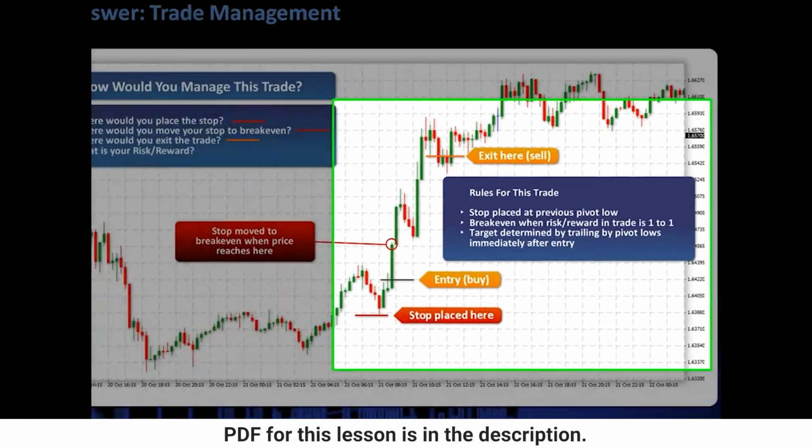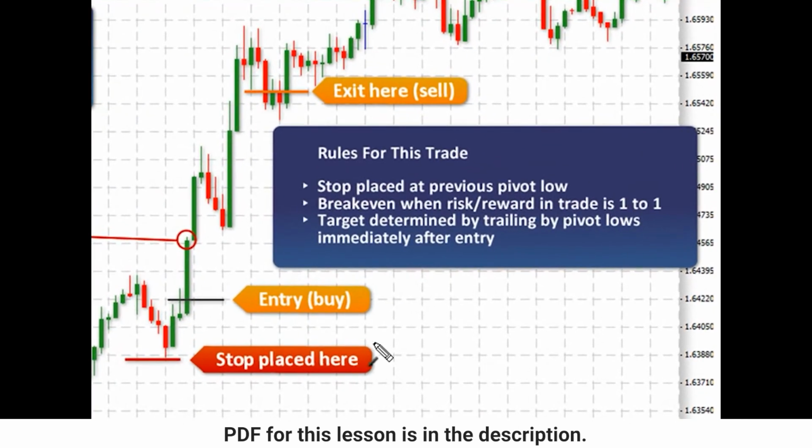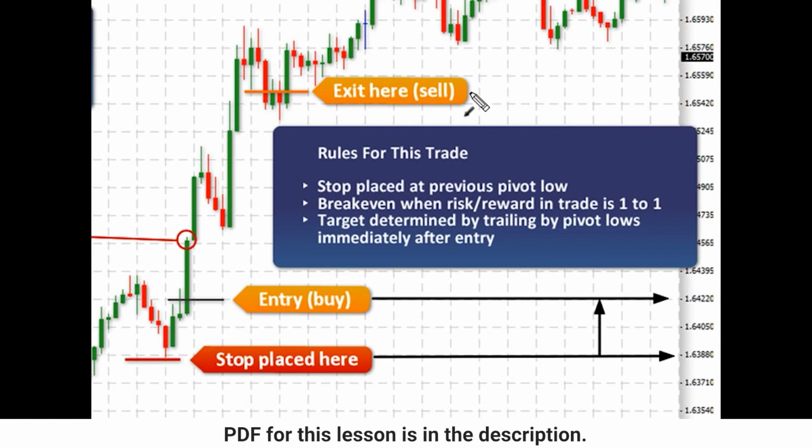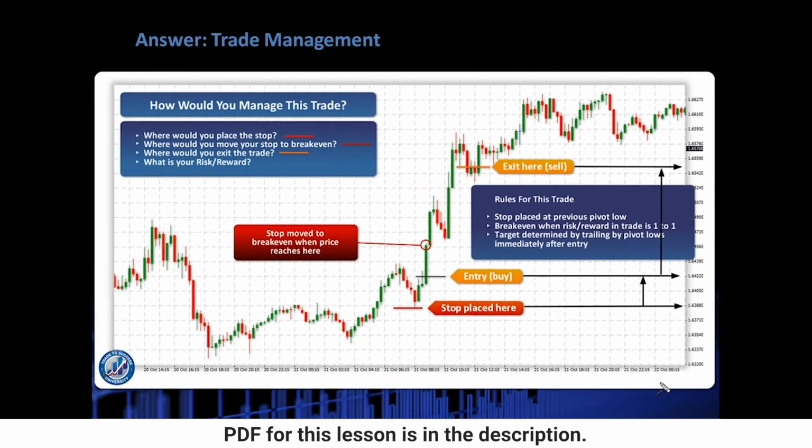So what's our risk reward here? If we look at the amount of pips between the entry and the stop, it's approximately around about 34 pips from entry to stop. And from our entry to our exit, it's around about 127, 128 pips. So when we divide the reward by the risk, we get a risk reward of around about 3.75 to 1.